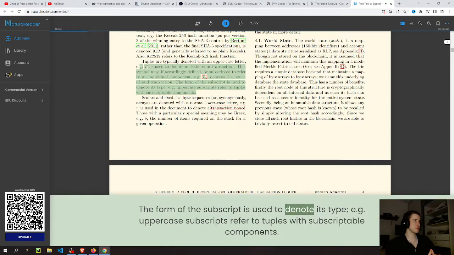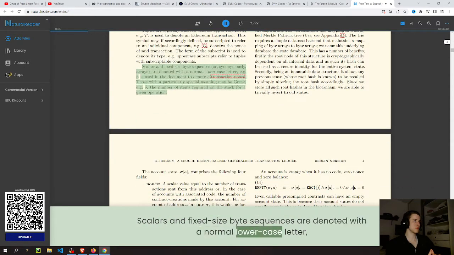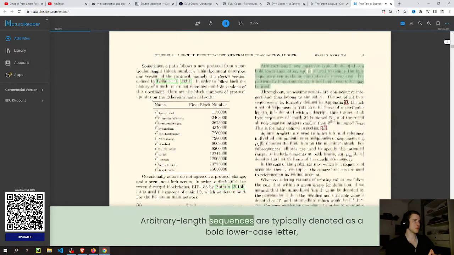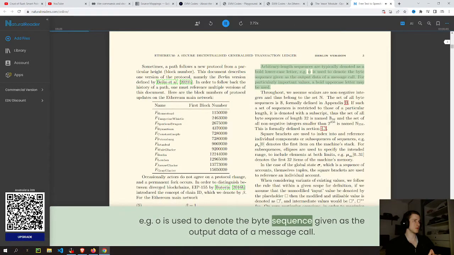The form of the subscript is used to denote its type. For example, uppercase subscripts refer to tuples with subscriptable components. Scalars and fixed size byte sequences are denoted with a normal lowercase letter, for example, n is used in the document to denote a transaction nonce. Those with a particularly special meaning may be Greek, for example, δ, the number of items required on the stack for a given operation. Arbitrary length sequences are typically denoted as a bold lowercase letter, for example, o is used to denote the byte sequence given as the output data of a message call. For particularly important values, a bold uppercase letter may be used.